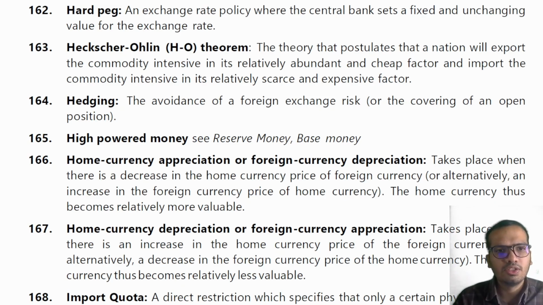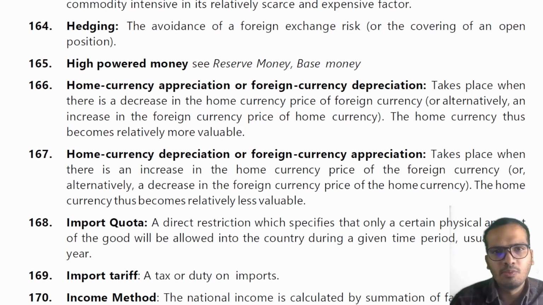Then comes number 165, high powered money. Here we have referred to it as reserve money, base money. Then comes number 166, home currency appreciation or foreign currency depreciation. Either it is one and the same, appreciating the home currency or depreciating the foreign currency. It takes place when there is a decrease in the home currency price of foreign currency, or alternatively an increase in the foreign currency price of the home currency. So the home currency thus becomes relatively more valuable.